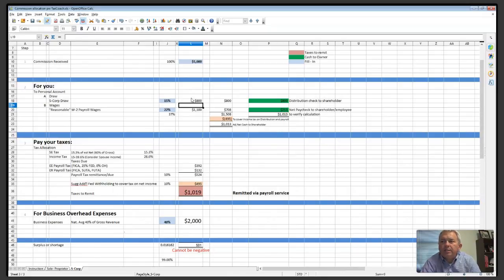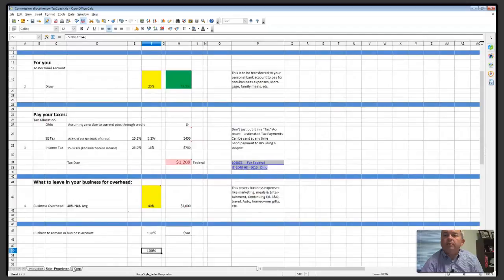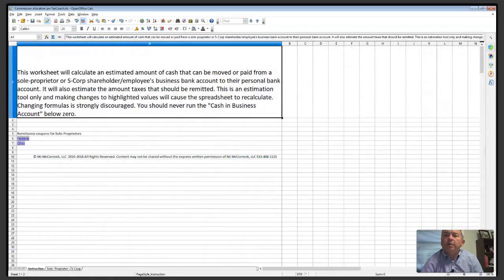Again, these worksheets are simply tools to give you a rough idea of how much tax dollars needs to be remitted to the IRS. And it gives you an idea of how much money you can move to your personal account to be used any way you want. So that's sole proprietor, S corporation, instructions.